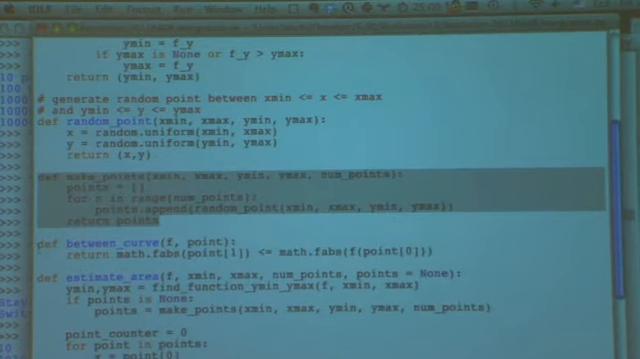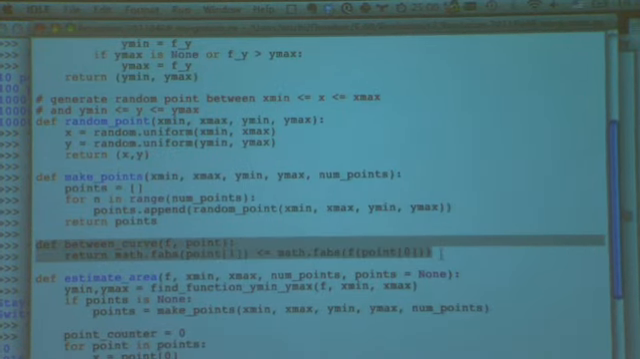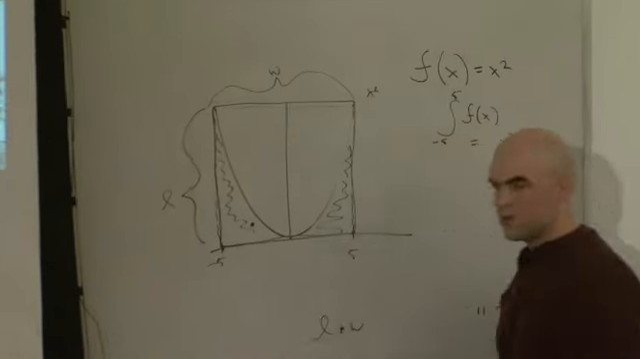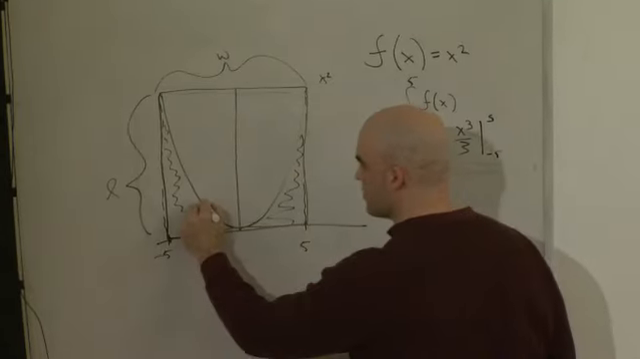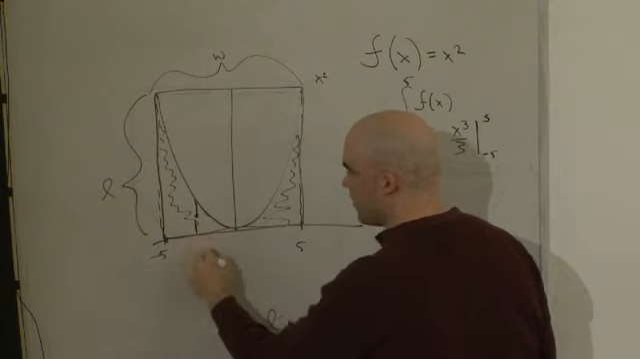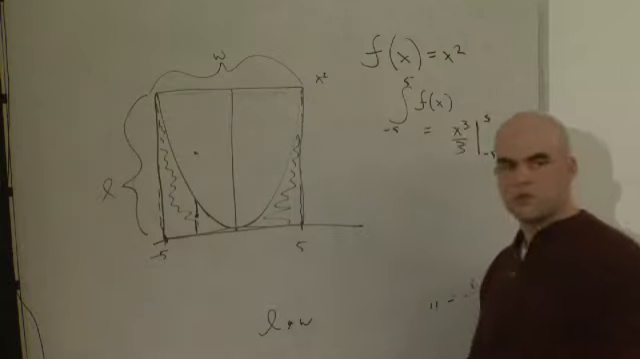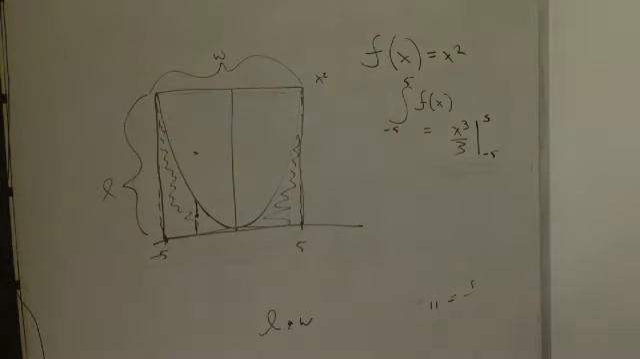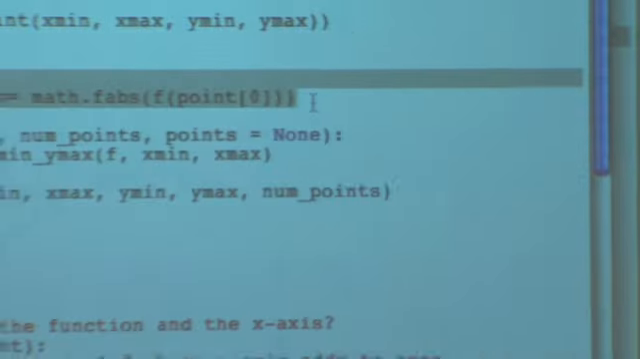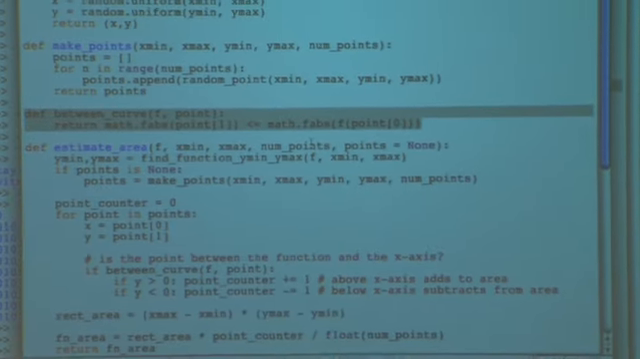Then I have this function between curve. What this tells me is if I have a point here, it'll return true because it's between the curve and the x-axis. If it's up here, it's false, right? Does anyone not understand how that works? Oh, you're all smart.